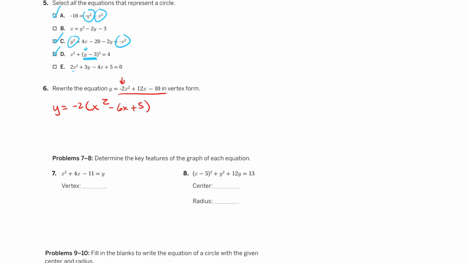And now I'm going to pause this equation here, and I really just want to focus on making this part into vertex form. And then when I'm done with that, I will distribute that negative 2 back into the equation. So right now I have x squared minus 6x plus 5. So to complete the square, x squared minus 6x plus something plus 5 minus something. I'm running out of room here, sorry.